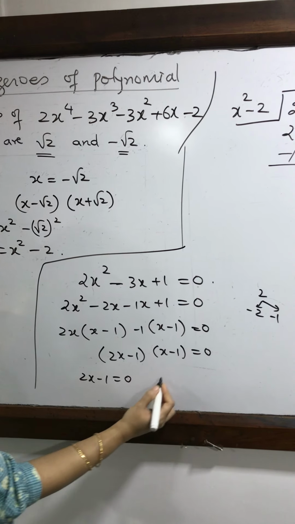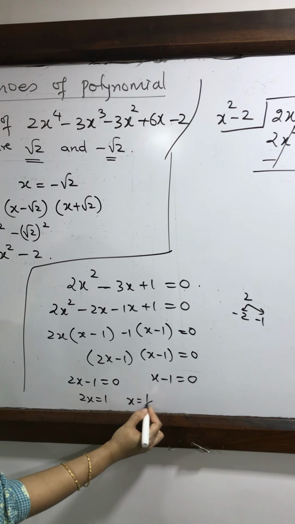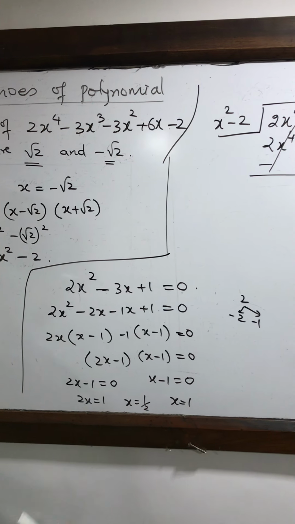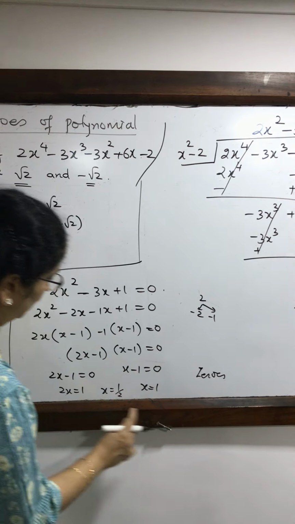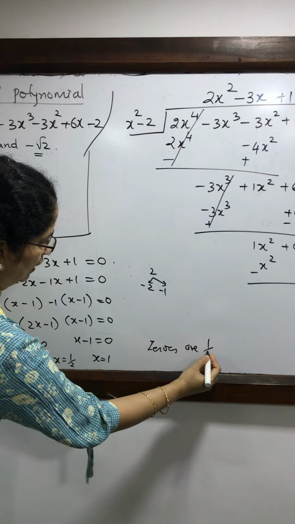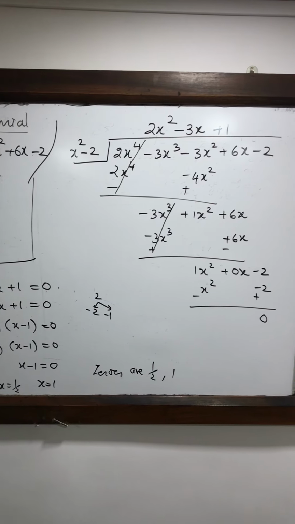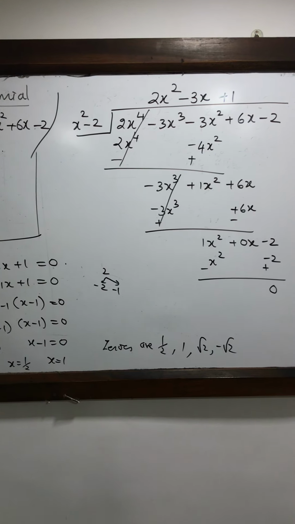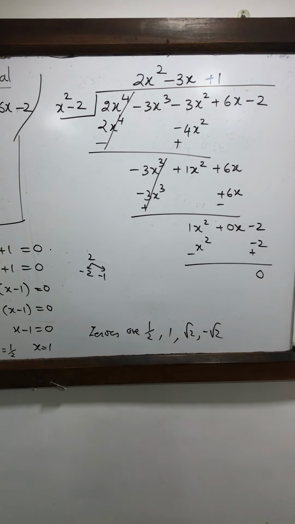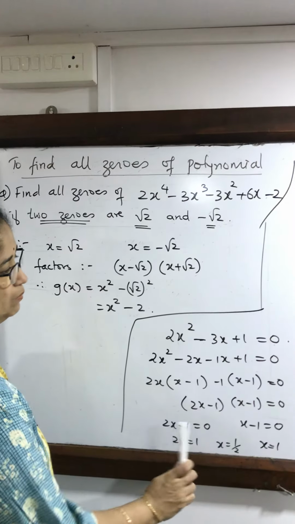Each factor I equate to 0 to find the zeros of the polynomial. So we have got two zeros. That is, zeros are half and 1 by factorizing the quotient. And in the question, we are given two zeros, that is root 2 and minus root 2. So total we have 4 zeros of this polynomial, and that is equal to the degree of the polynomial. So that completes the sum.